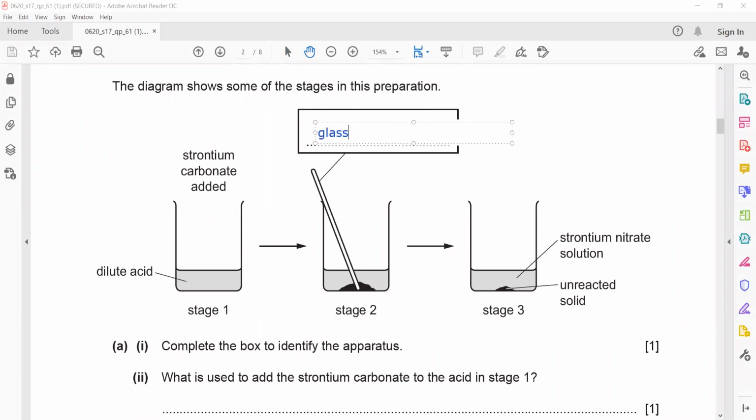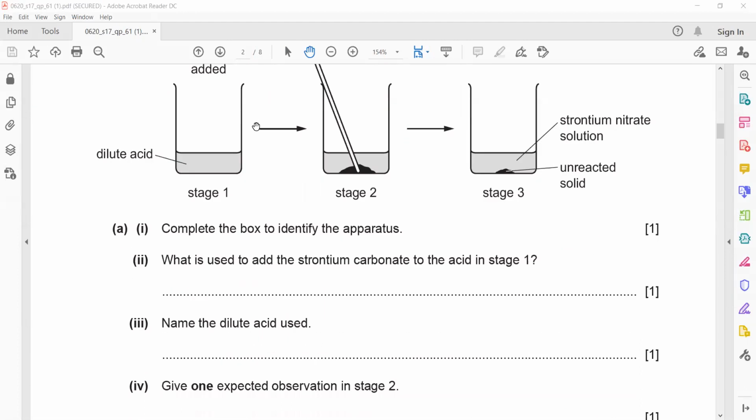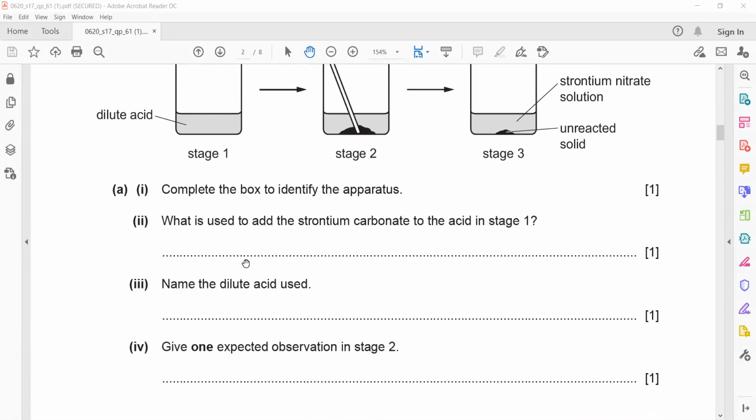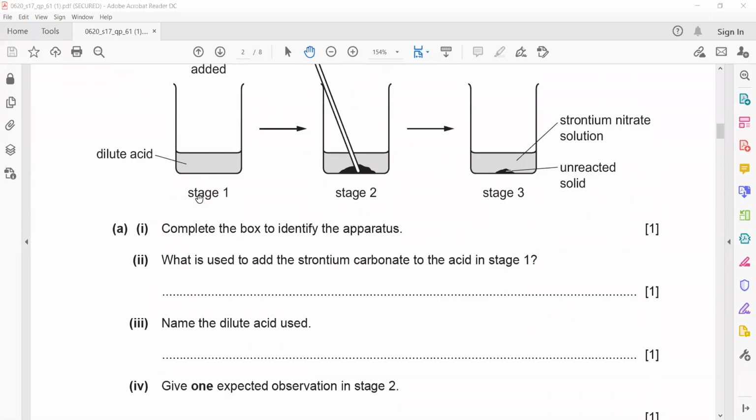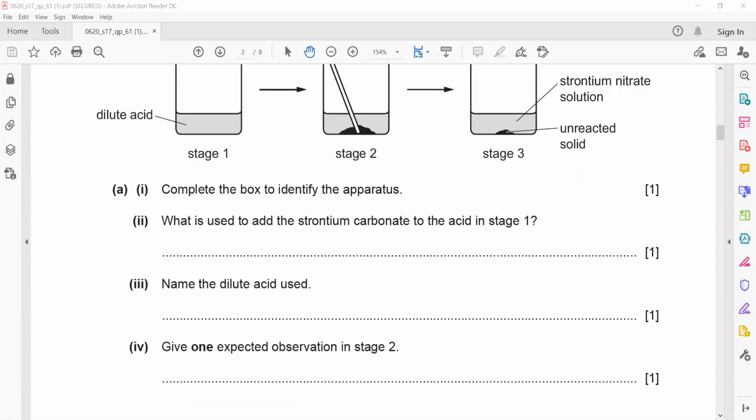Next, what is used to add strontium carbonate to the acid? Strontium carbonate is a solid. What can we use to add a solid to a mixture or a solution? Which piece of apparatus is used to add a solid? So if you want to add a solid, we use a spatula.